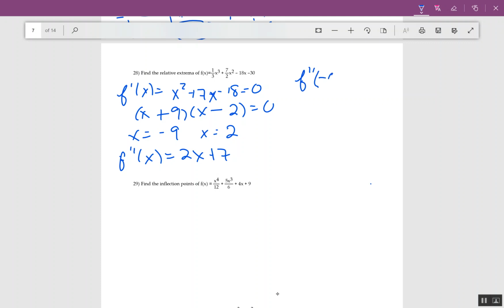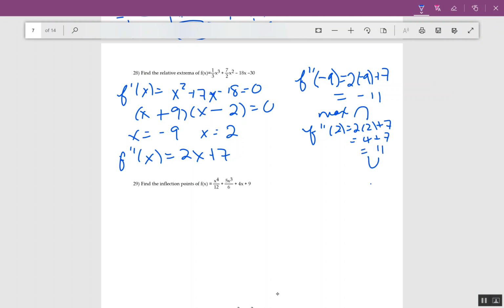So if I do f double prime of negative 9, that's 2 times negative 9 plus 7. That's negative 11. Knowing that it's negative says it's down, that says this is a max. Same thing, if I plug in 2, I get 2 times 2 plus 7. That's 4 plus 7 is positive 11, which is concave up, so that's a min.